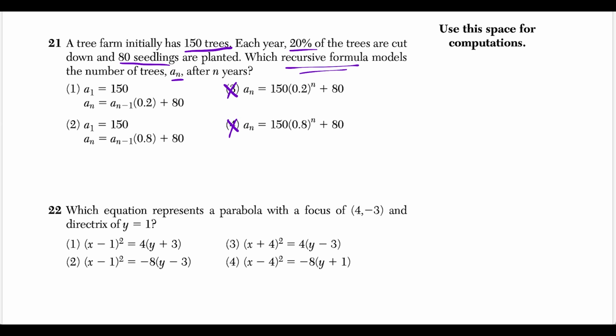And for this, what I want to think about is if 20% of the trees are cut down, that means 80% remain, and 80% is the same thing as 0.80. So this one is a dangerous answer choice, choice 1. It's going to be choice 2, because what this means is we have 80% of the trees from the previous year and then plus the 80 seedlings that are planted. So that's why it's choice 2.